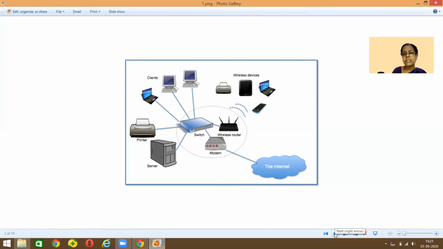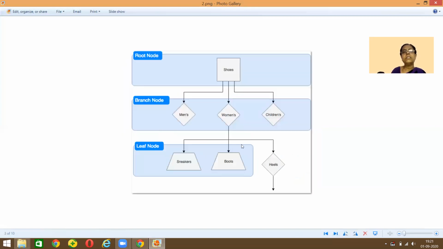So let's see that in these networks, each computer is called a node. Now, if you see, this is the root. You have three types of node that are described here. Like if you're talking about shoes, shoes can be for men. These are the branches of the nodes: men, women, and children. Suppose you take any one of them. Here it's taken as women's shoes, and you can see the next node is called the leaf node, where you have the types of shoes that women wear: sneakers, boots, and heels. So you have three types of nodes. So every computer that is connected in the network is called a node.